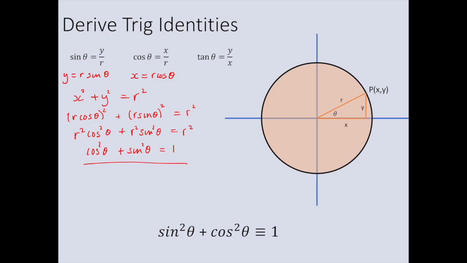So you notice at the bottom I've written a triple bar on the equal sign. That means identically equal to. So it's telling us that this equation works for every single value of theta.